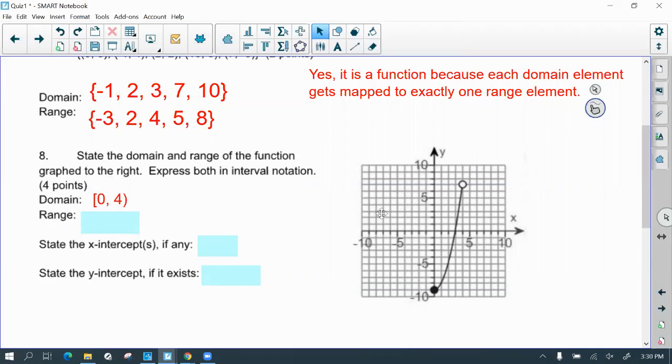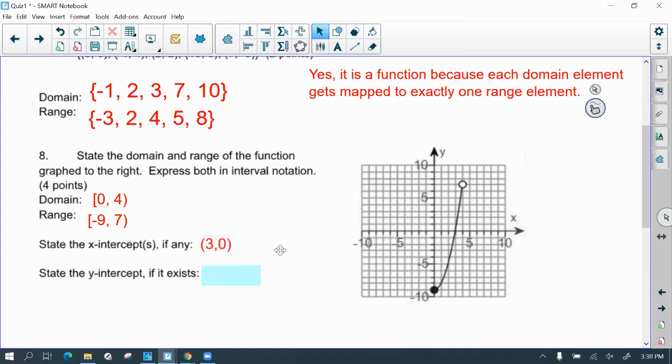The range is all the y values. So the lowest y value, the least y value is -9. I think I put -10. It should be -9. And the greatest y value is +7. But I mean, I'm sorry, it just goes up to +7. It doesn't include +7. That's why you've got that parenthesis.